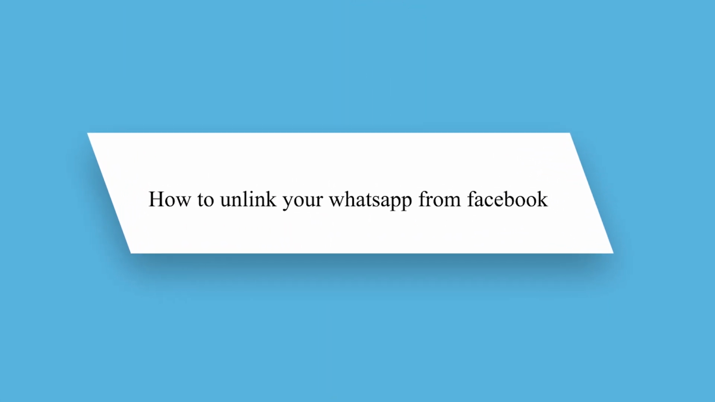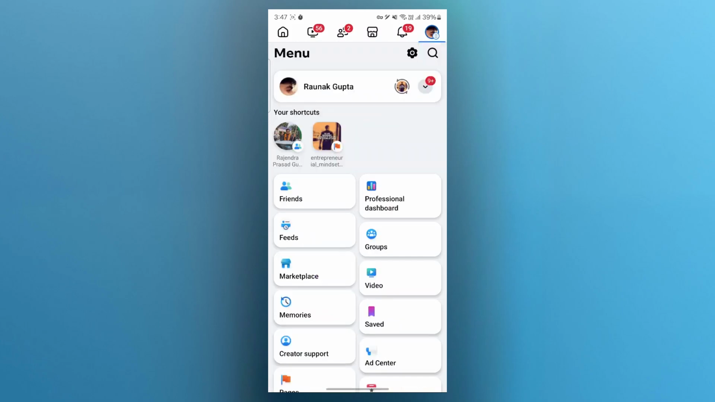Today I will show you how to unlink WhatsApp from Facebook in 2025. So, in order to do this, first of all, open Facebook on your mobile phone. Now after opening Facebook on your mobile phone, you'll have to click on your profile icon at the top right side of the screen. That will take you to this menu page.